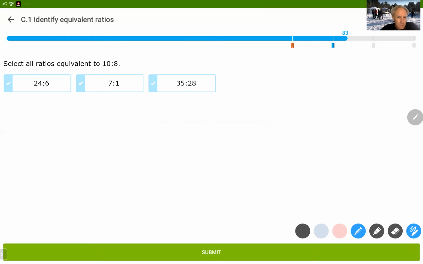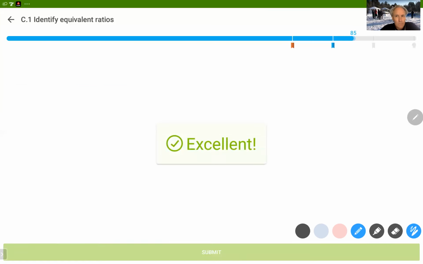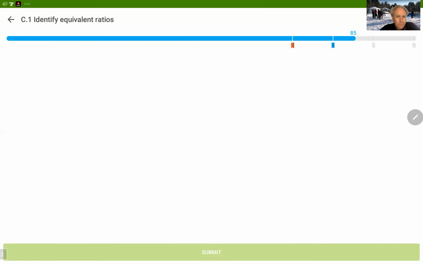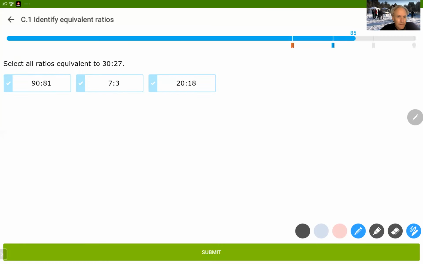10 to 8 is not reduced. We need it 5 to 4. Times 7 gives us 35 to 28. And that's it. 30 to 27, divide by 3 and you get 10 to 9. Doubling it gives you 20 to 18, and times 9 gives you 90 to 81.